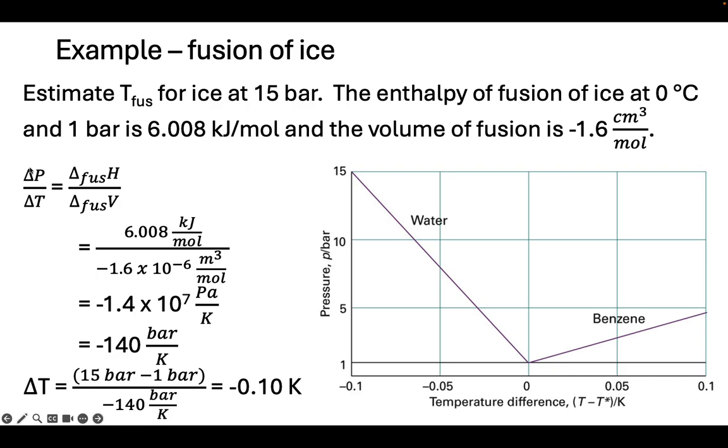And now if we want to change from 1 bar to 15 bar, that's a change of 14 bar, because we've increased the pressure by 14 bar, and you divide that by negative 140 bar per Kelvin. You end up with, when you increase the pressure by 14 bar, the temperature drops by 0.1 Kelvin. So instead of being at 0 Celsius, it's negative 0.1 Celsius. That would be the melting point at that higher pressure.